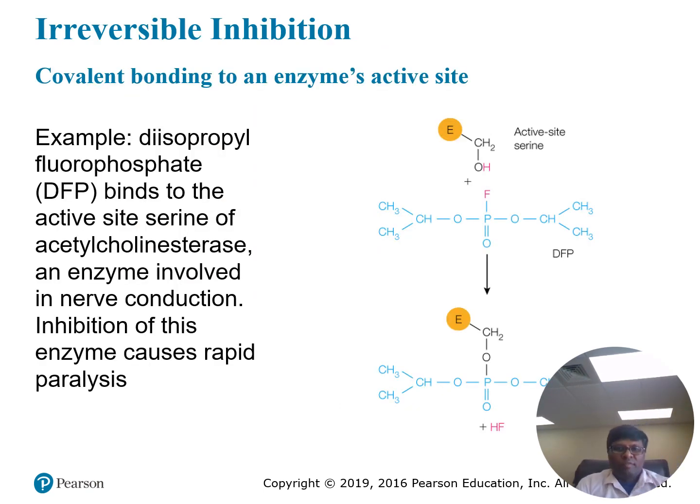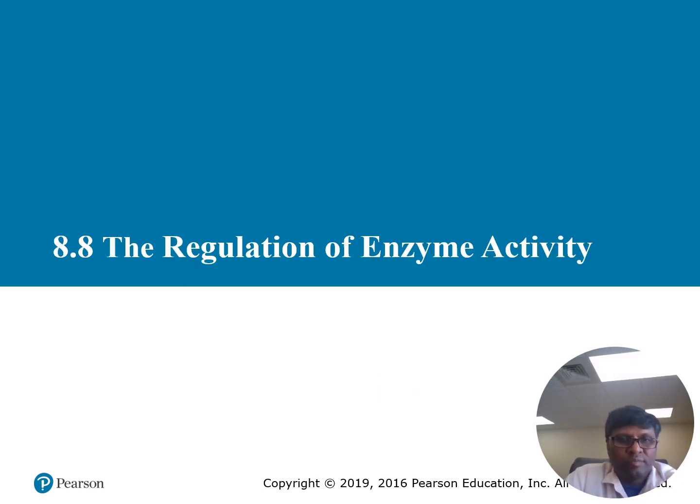And in the case of irreversible, once it binds and modifies the enzyme, that's it. You cannot take it back. For example, diisopropyl fluorophosphate, called DFP, binds to the active site serine of acetylcholinesterase, which is involved in nerve conduction, and this enzyme inhibition causes rapid paralysis. So these are irreversible actions. Once the paralysis happens, it stays that way.